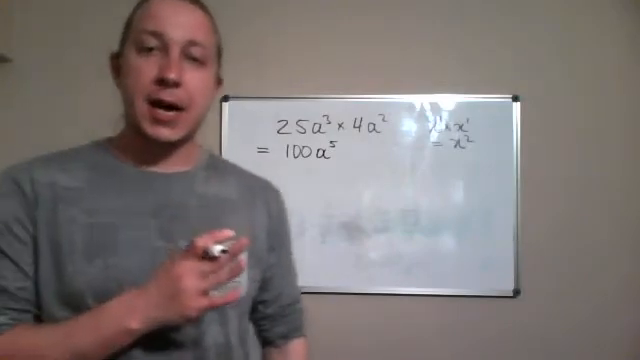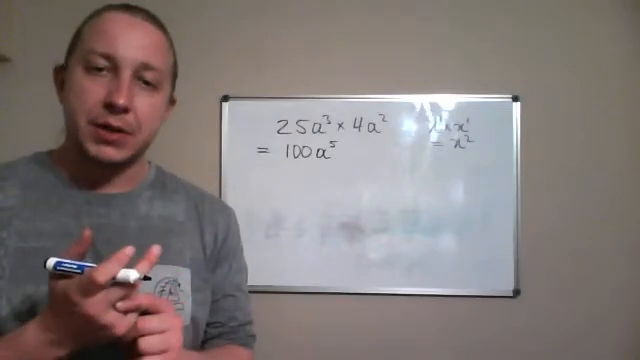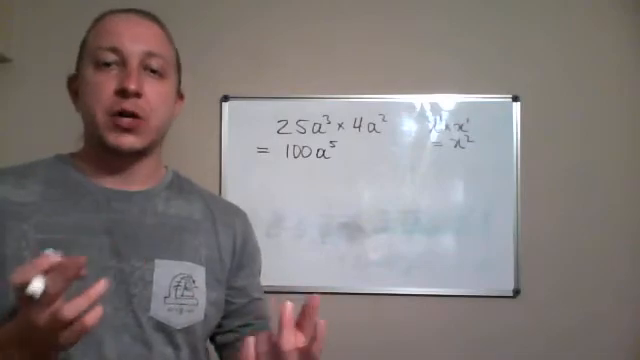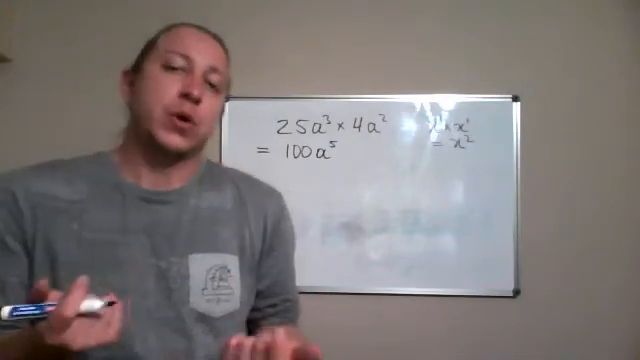So the trick here is to stick to the same steps. Do the signs first, do the numbers next, and then do the variables. And if the variables are not the same, then you just stick them together with whatever exponents they have.